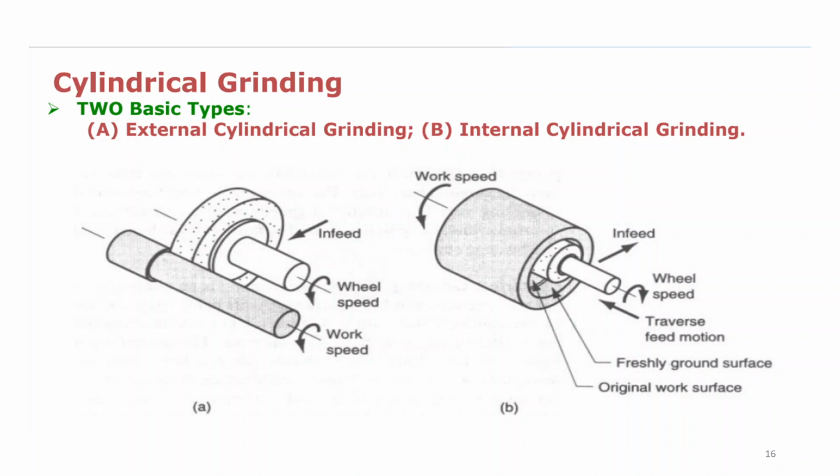Next is cylindrical grinding. It has two basic types. First is external cylindrical grinding. In this case, the external part of the grinding wheel is used for grinding the external part of a cylindrical portion.